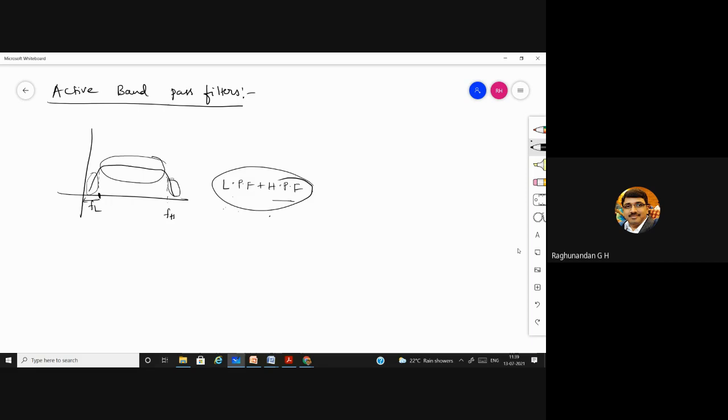Why is so much importance given to midband frequency? So this is the midband frequency region. As you know, this is the lower cutoff region, this is the higher cutoff region, and this is the midband region. So may I know why we give more importance to the midband region?